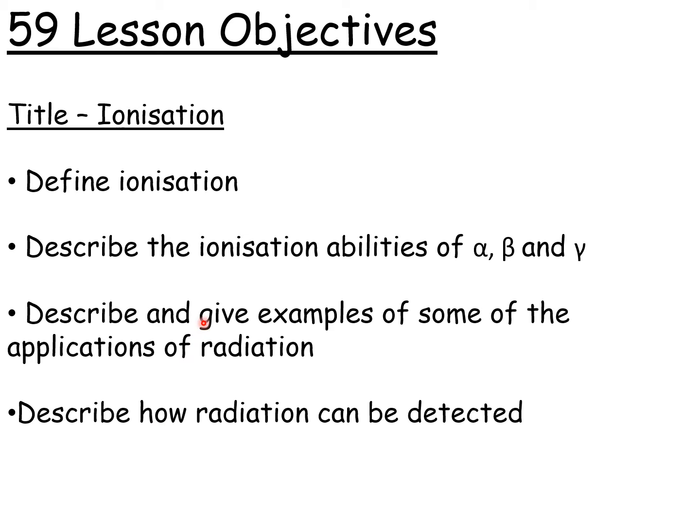We're going to look at the ionisation abilities of alpha, beta and gamma radiation. And we're going to give examples of some of the applications of radiation and describe how radiation can be detected. Now, the nice thing about this lesson and about radiation in general is that a lot of it is just information you have to remember. So a lot of this will be me giving you information, and then I'm going to set you a task to do a bit of reading so that you can learn more about these different aspects of radiation.